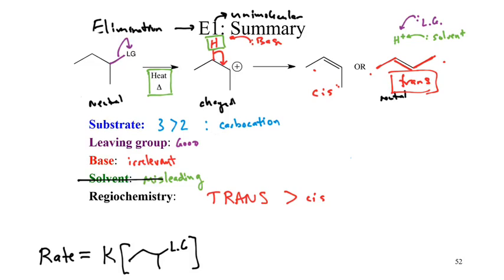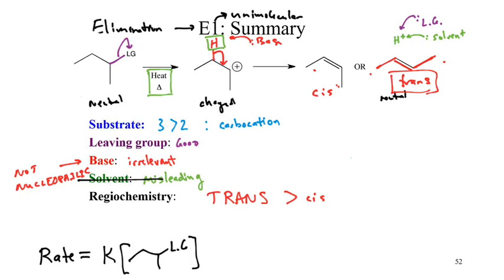How could I limit that? I could make sure that my base or whatever species is there to help remove that hydrogen is not nucleophilic. Because if it is nucleophilic, I now increase the odds of running the substitution. So I want to limit that as much as possible. It's something that I need to be considering when I'm looking at that E1.